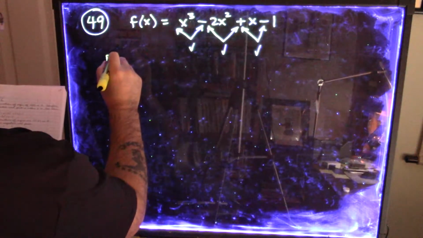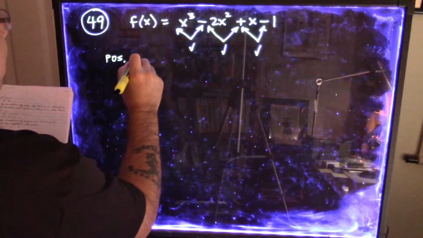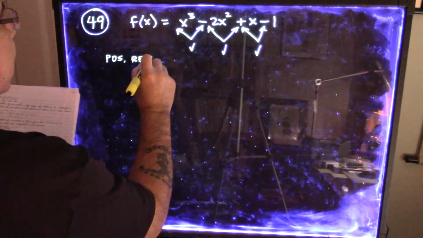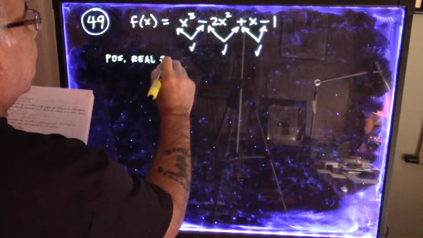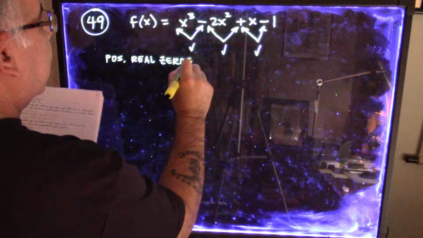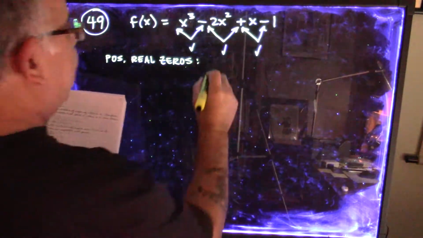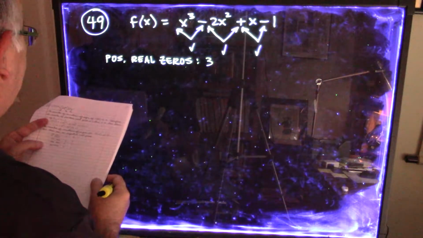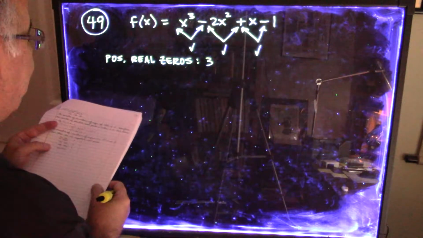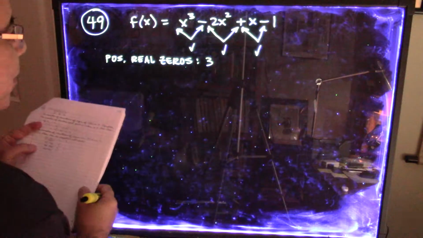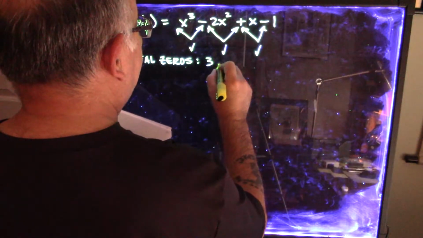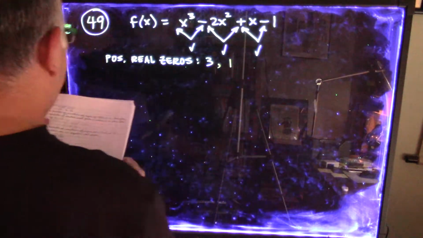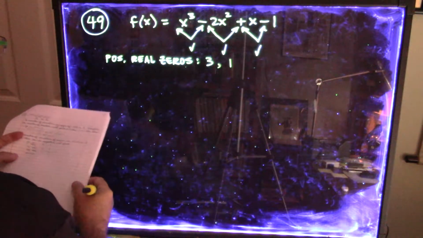is 3, or less than 3 by 2, 4, 6, and so on. Alright? So less than 3 by 2. In other words, 3 minus 2 is 1. So we either have 3 or 1 positive real zeros.